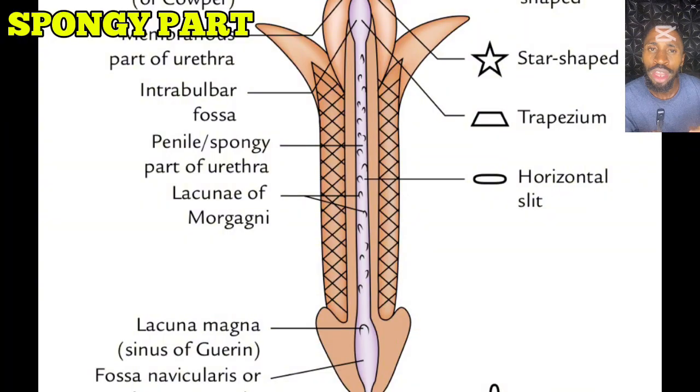You have the bulbar fossa or the intrabulbar dilation, which is 3 centimeter in diameter, and you have the navicular dilation or the navicular fossa, which is 1.25 centimeter in diameter. So just know that you have 2 dilations.